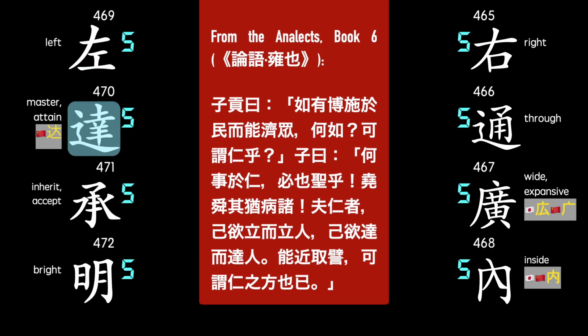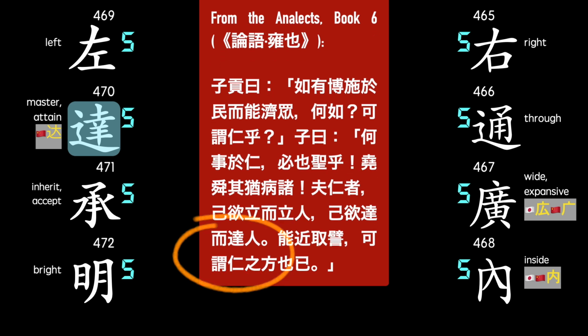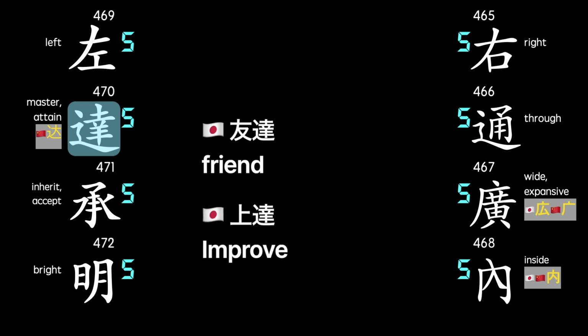This character means attain. It appears often in the Confucian or Ren philosophy. Here it is in the word for realizing oneself, and here in the idea of the master. Somehow it seems fitting that this character is part of words for friend and improve.